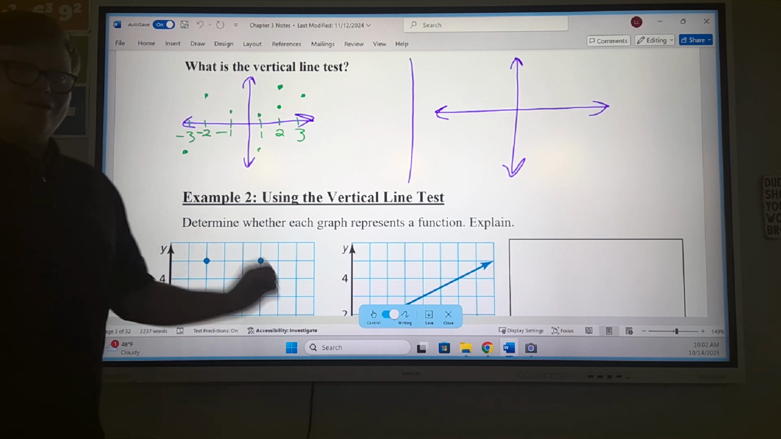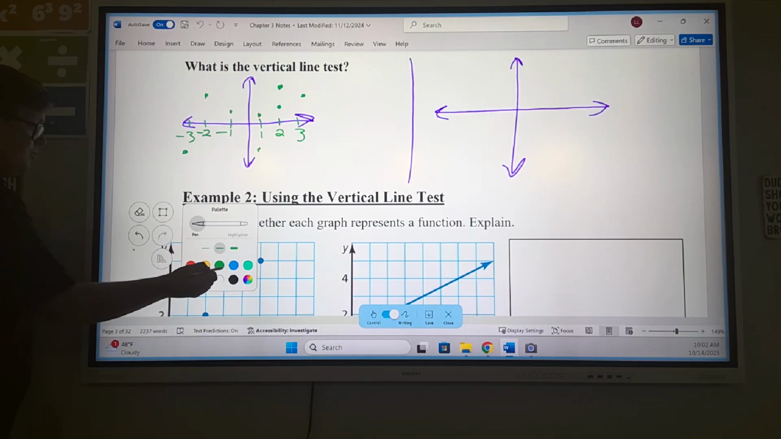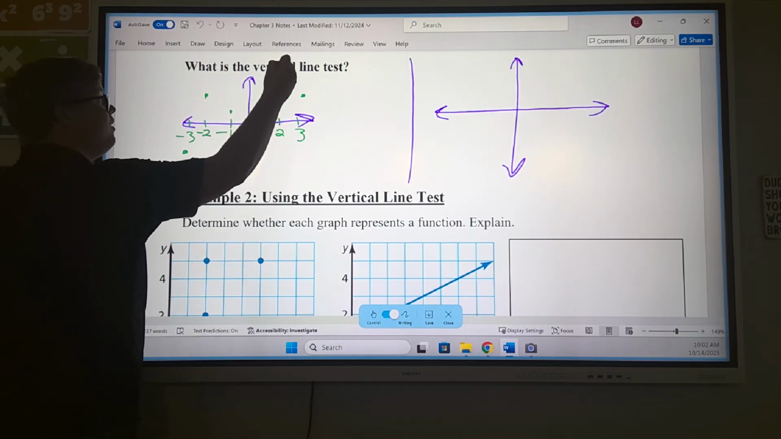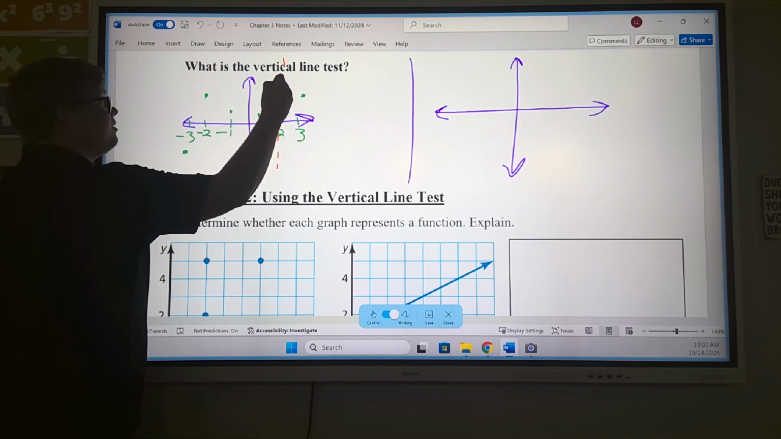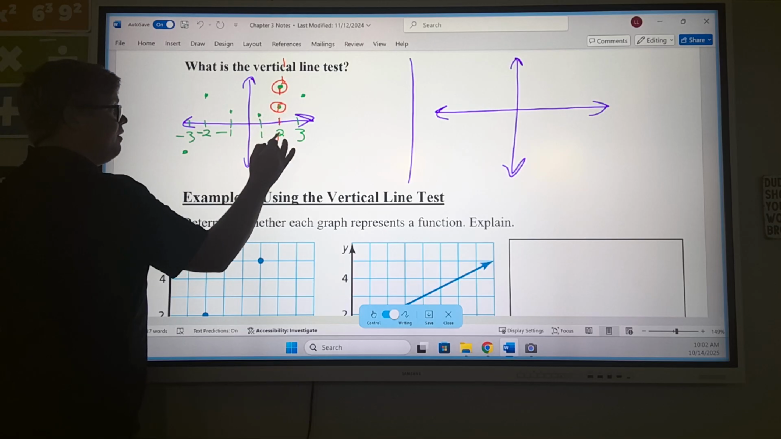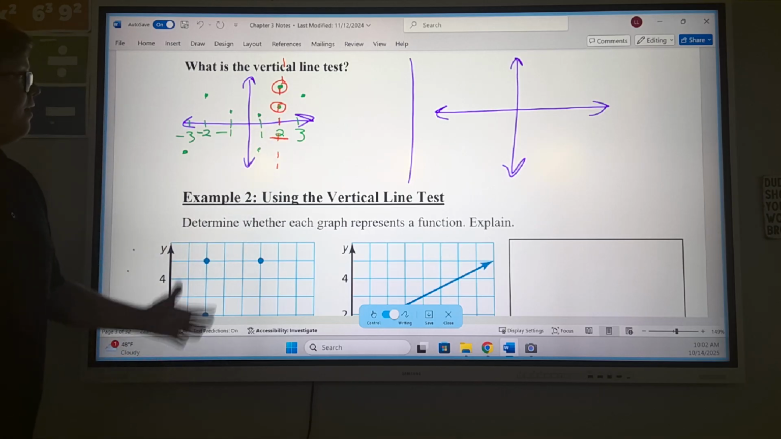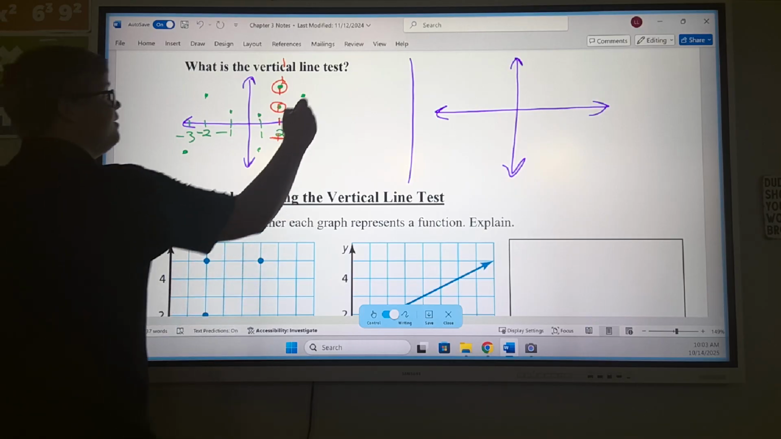What we have to do is identify, and we just have to look if the same x is used more than once. And if we look here, if we draw our vertical line, it looks like the 2 value is used twice in the x's place. So it does not pass the test. It is not a function.